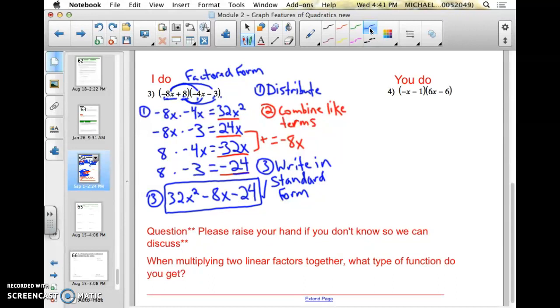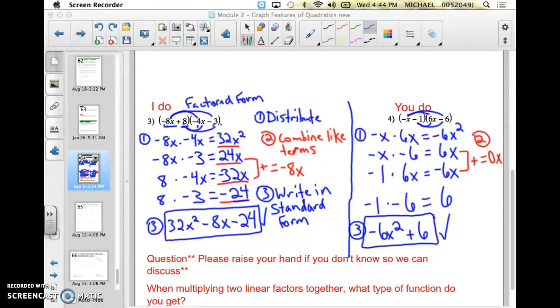So, I'm going to ask you to do number 4. Go ahead and pause the video, take it step by step. Step 1 is to distribute. Step 2 is to combine like terms. Step 3 is to write in standard form. Step by step, and get me a standard form quadratic trinomial is what you're looking for. So please pause it and try number 4.